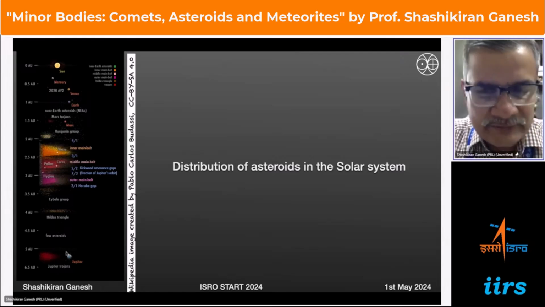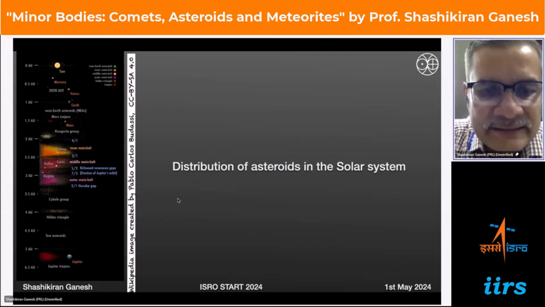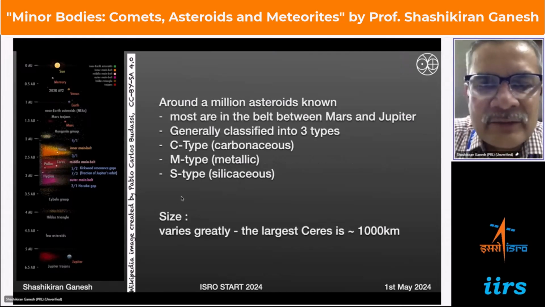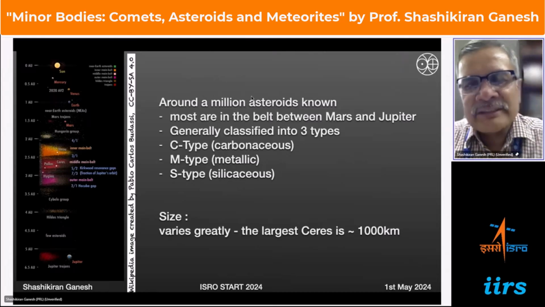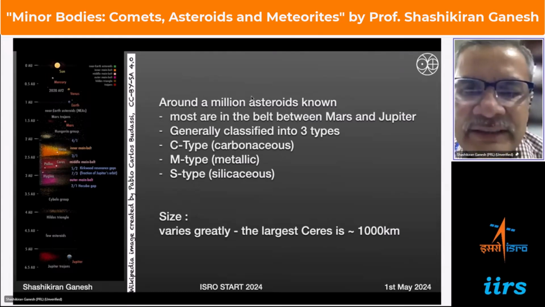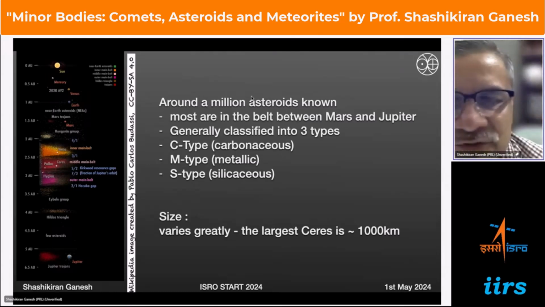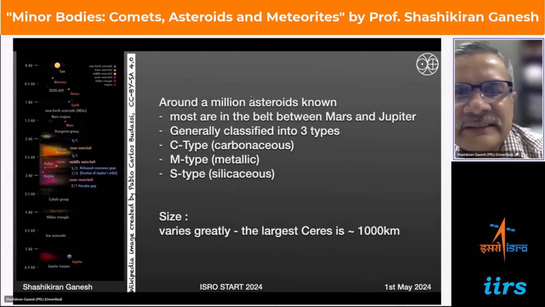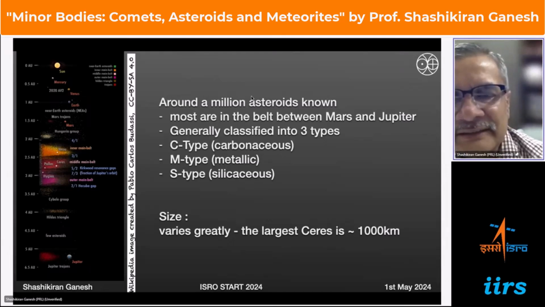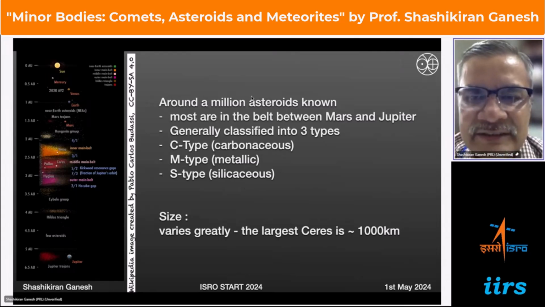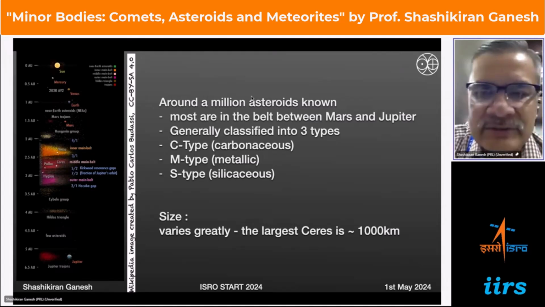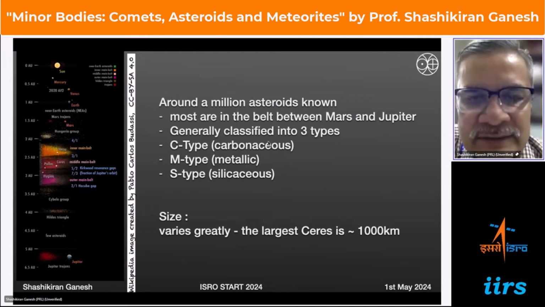Okay, so now let's come back to this, and let's look at what these tell us. What are the kind of numbers we know about them? So there are about 1 million asteroids known. Okay, and most are in the belt between Mars and Jupiter. Of these 1 million asteroids, about 27,000 have been named, okay, numbered. Numbered asteroids are those which have been observed and their orbits are well known.